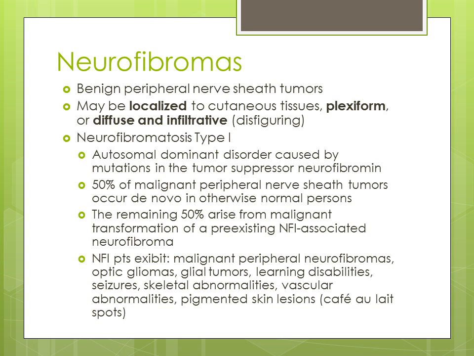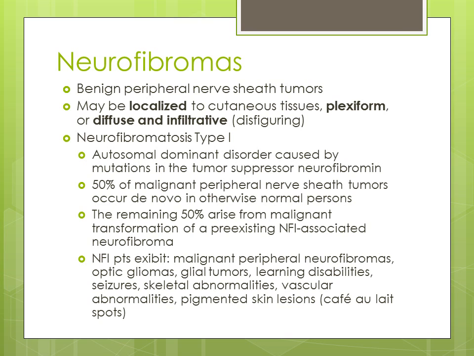Okay, the next one is called the neurofibromas, and there's a lot of different ways that this can present with different conditions. In general, they're benign peripheral nerve sheath tumors. So they're tumors that present on the nerve sheaths, and they can be localized to the cutaneous tissues. They can be plexiform, so kind of gathering around the nerve plexi, or they can be very diffuse and infiltrating. And the diffuse ones are very disfiguring, and I'll show you a couple of pictures.